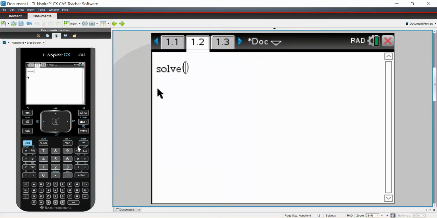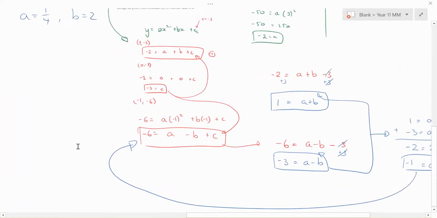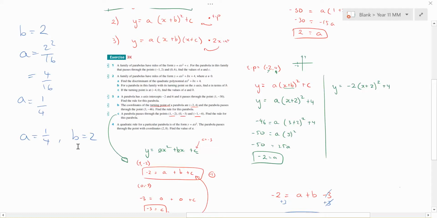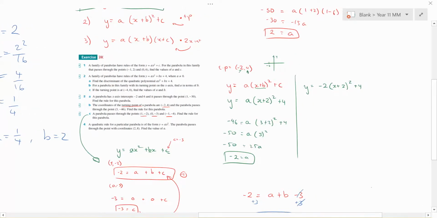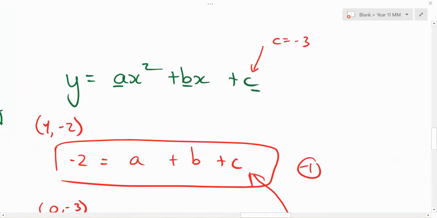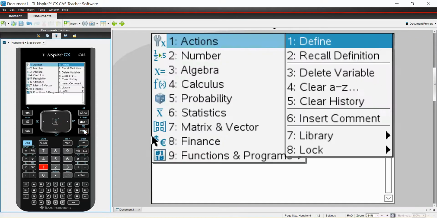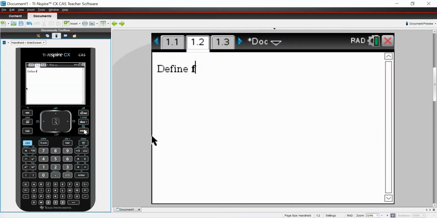In our case, we were trying to solve which equations? We were trying to find a, b, and c if you had 3 coordinates. Actually, scratch that. Don't do solve. We're going to do what I always tell you. Menu 1 to define. I want you to define f of x.